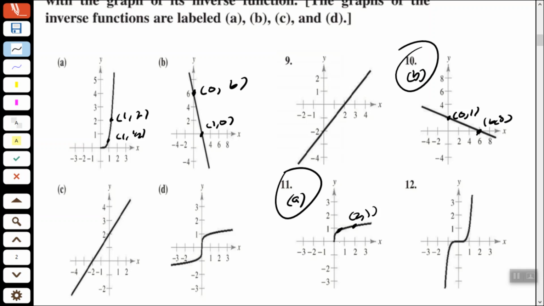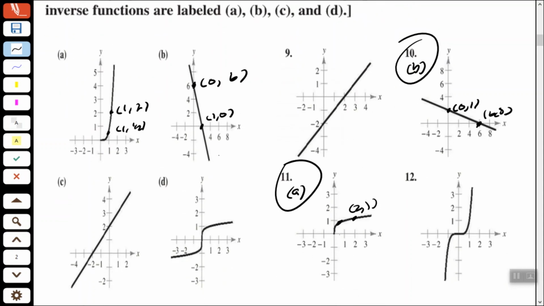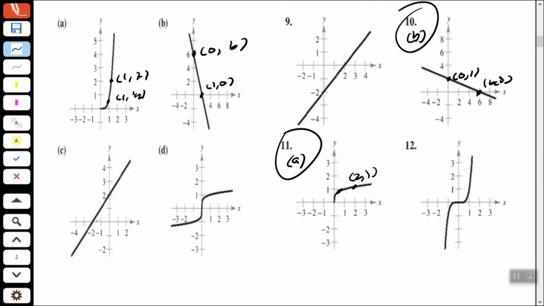All right, C, the only other line that I have is number 9. But let's check just to make sure. I have (-2, 0) as a point, and then (0, 2) as a point. So my inverse of that would be, for (-2, 0), (0, -2), right here on number 9, and then (2, 0) right here. So number 9 and letter C are inverses of each other.